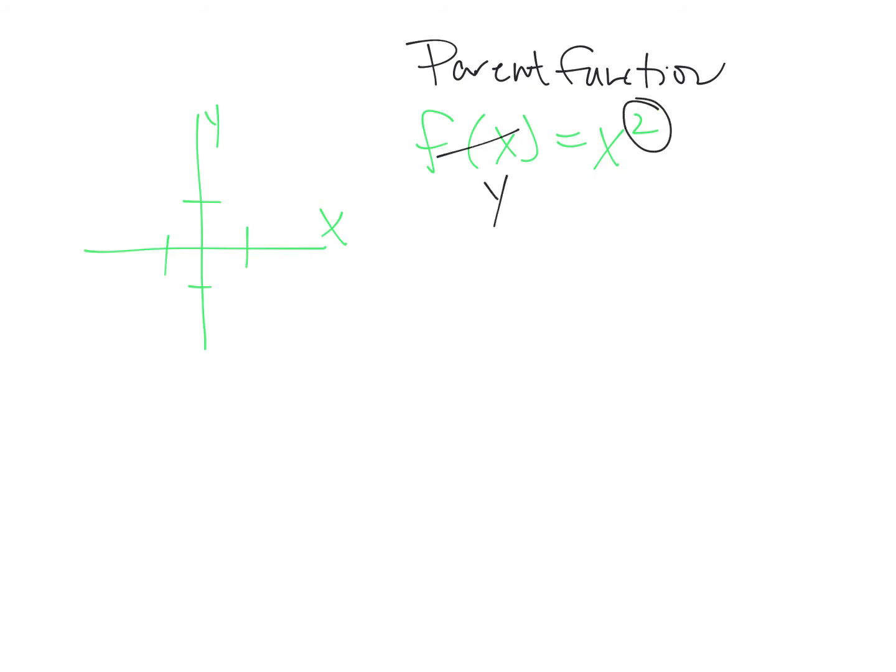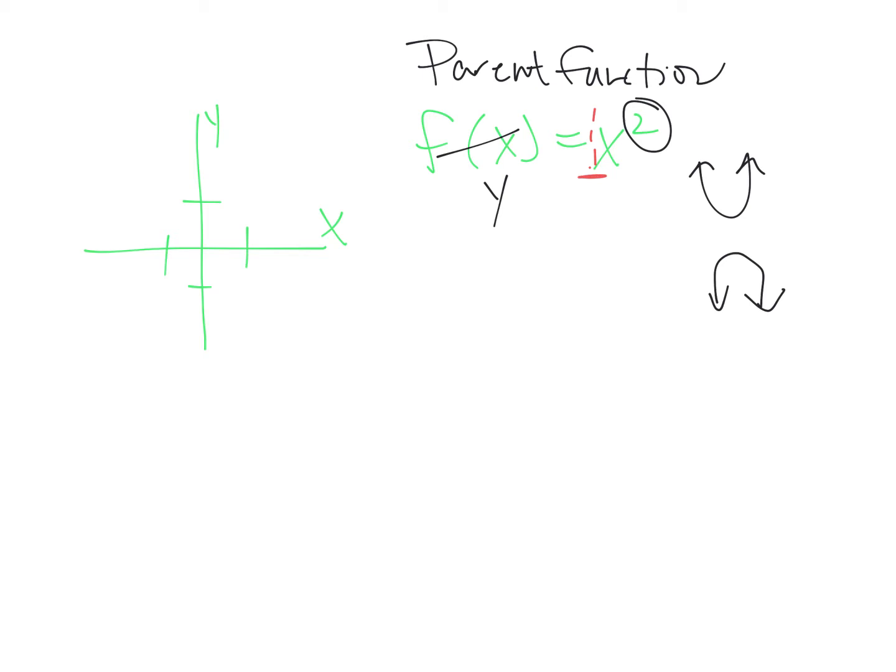And so when I see that power of 2, I know it's going to be a U shape. It's either face up or face down. And what's going to tell me if it's face up or face down is this little number that's in front of my degree of the polynomial. So remember, the degree is power of 2. So that's going to tell me it's a U shape.